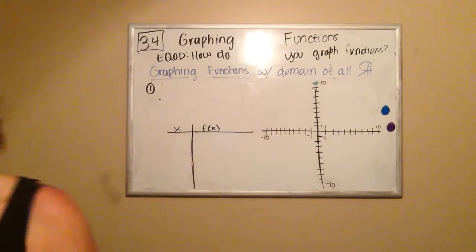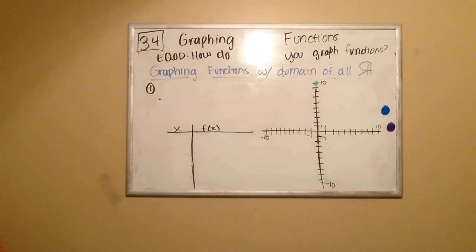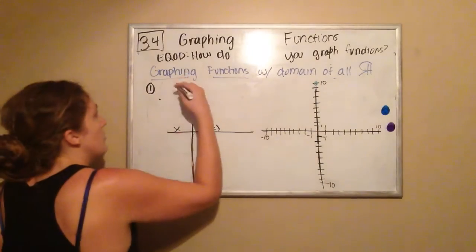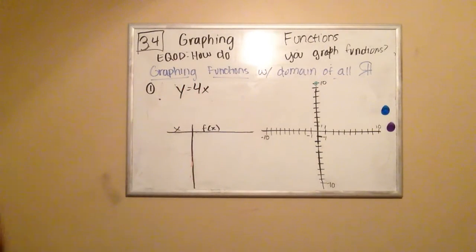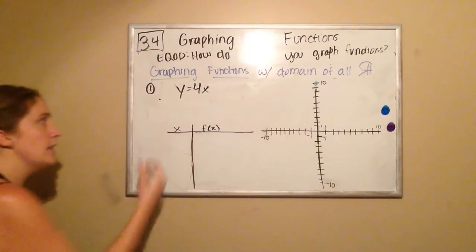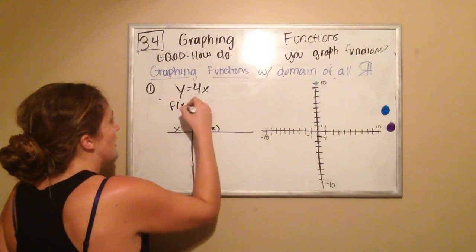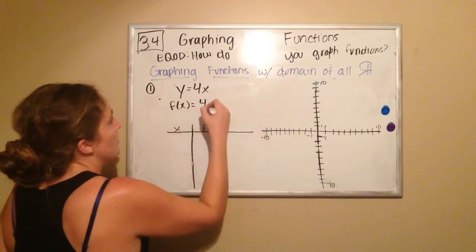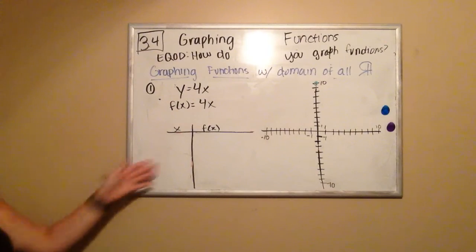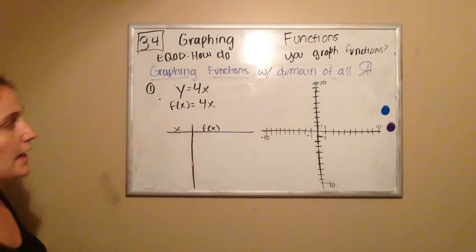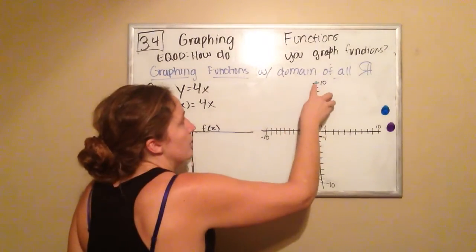Alright, the first one we're going to do is going to be y is equal to 4x. So we always want to check to make sure in our equation, is our y by itself? It is, so we're good. But we're going to write it in function notation, just to make sure we get comfortable with that, function notation. And we're going to think about what kind of x's do we want to look at if we're looking at a domain of all real numbers.